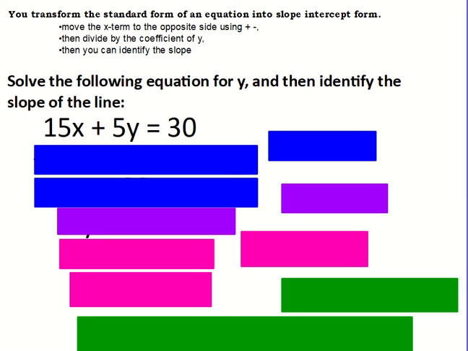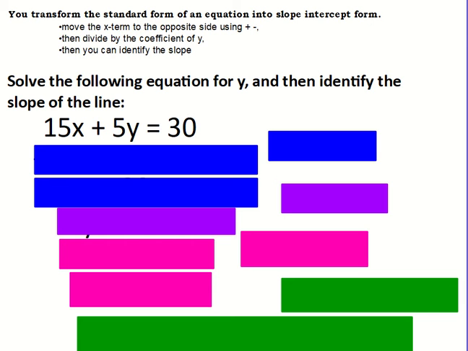Today we're going to transform the standard form of an equation into slope-intercept form. So your steps: move the x term to the opposite side using the opposite operation, addition or subtraction, and then divide by the coefficient of y. That's the number in front of the y. And then from here you could identify the slope of the line.